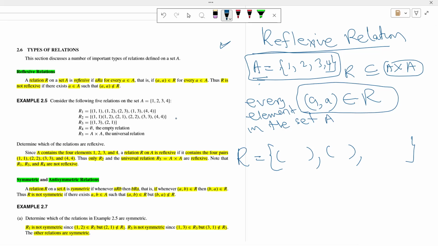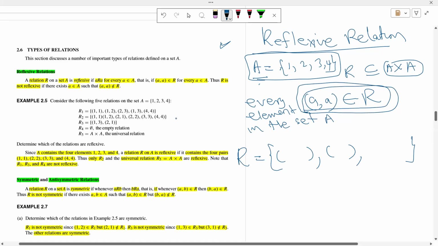Tell me. How many ordered pairs are there? So reflexive relation means you need to satisfy these conditions, right? The ordered pair A comma A belongs to the relation. The important thing is that every element in the set A satisfies this condition. Then only we can say that it is a reflexive relation. Did you get my point?